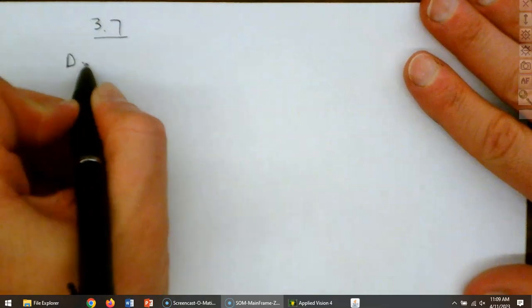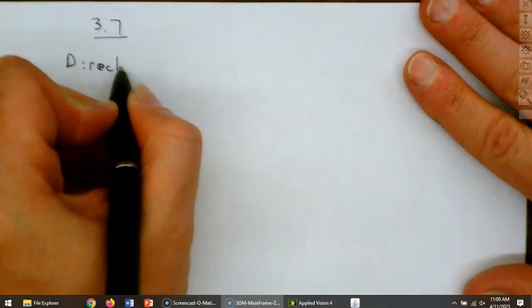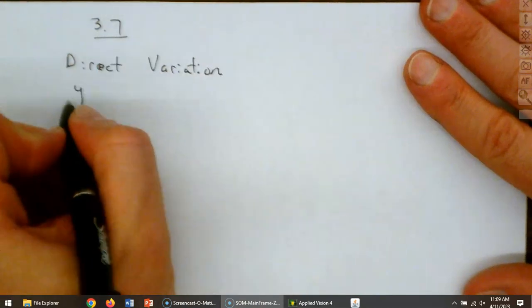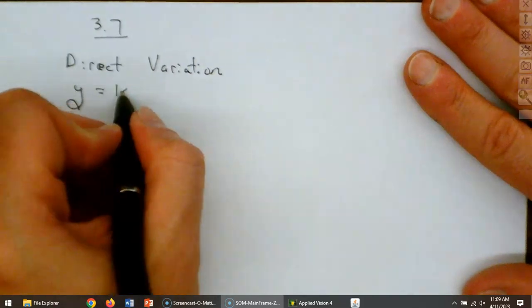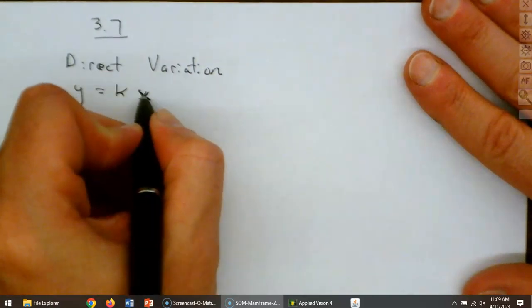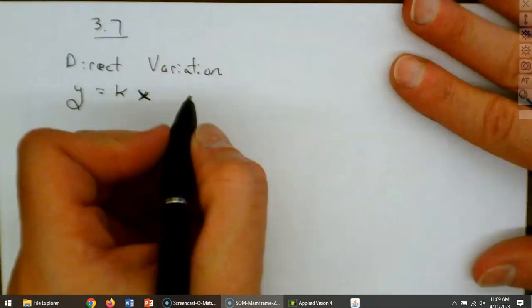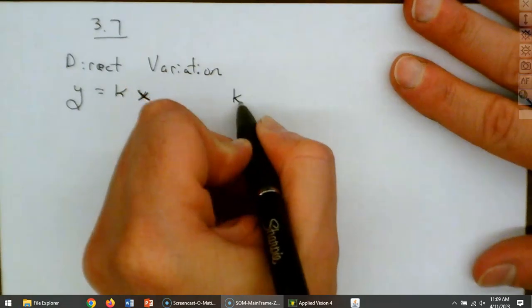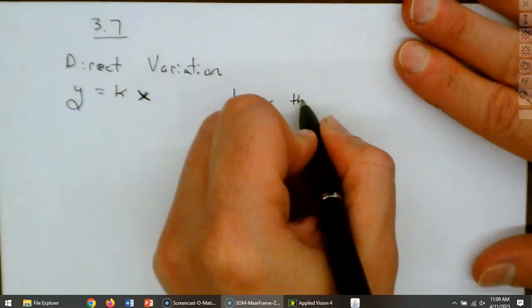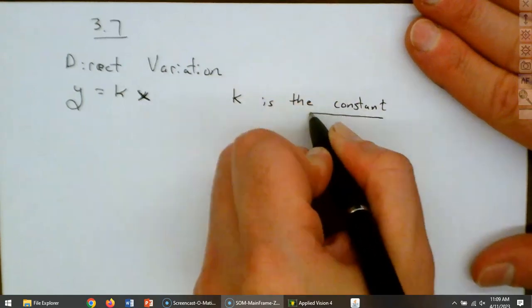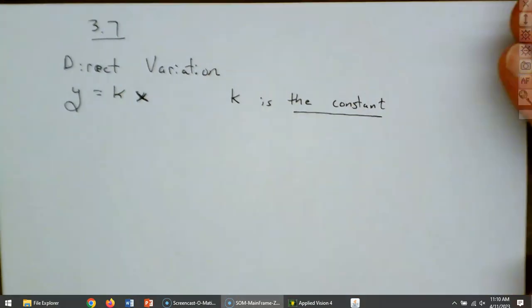So we're going to be looking at direct variation. And this is 3.7. And your formula for direct variation is y equals kx. And k is our constant. So k might be something like gravity. Now this is our basic formula.